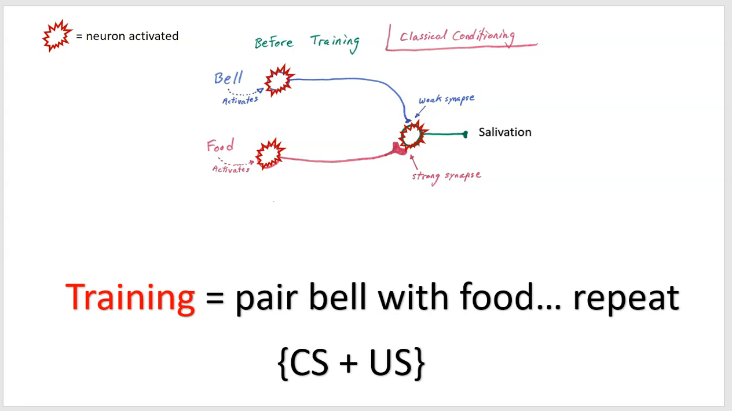Well, let's go ahead and do the training. So we're going to pair the bell with the food, the bell with the food, bell with the food. Notice when you're pairing the bell with the food, the food pathway is activating the target neuron while you're also simultaneously activating the bell pathway. And as we'll see in a moment, that's going to create a condition where we can get some biological growth of the weak synapse.